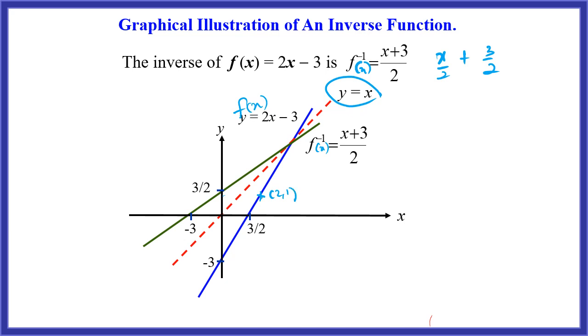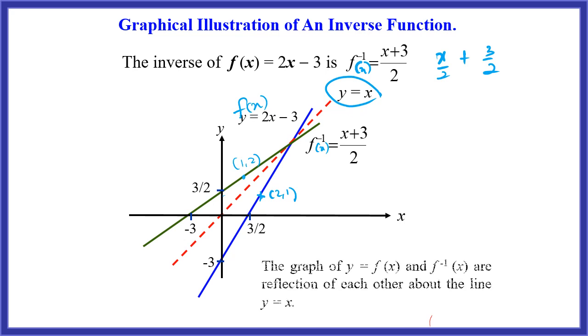Reflecting on the y equal to x axis, it will be 1, 2. So this is on f inverse x. The graph of y equal to f(x) and f inverse x are reflections of each other about the line y equal to x axis. So if you want to sketch the graph later, you can just reflect on the y equal to x axis.